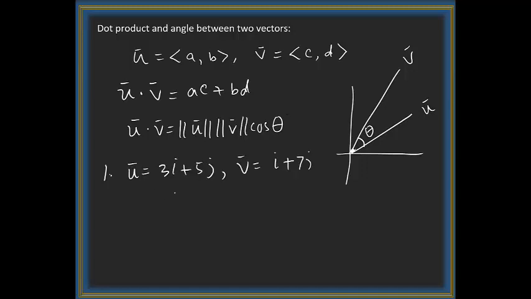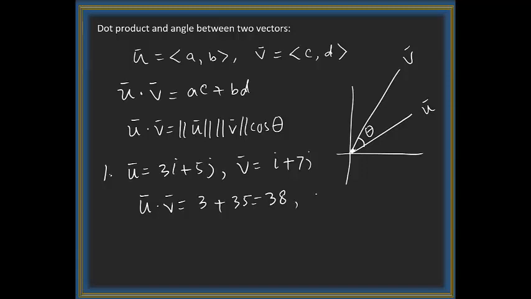Say U equals 3i plus 5j and V equals i plus 7j. So their dot product will be this. U dot V will be 3 times 1 is 3 plus 5 times 7 is 35. So their dot product is a scalar number, just a plain number, 38. Now we are interested in finding the angle between these two vectors.